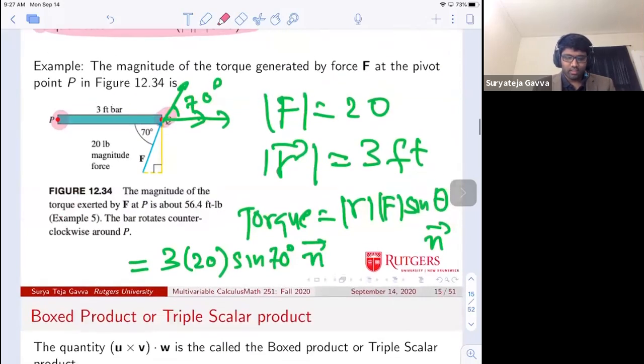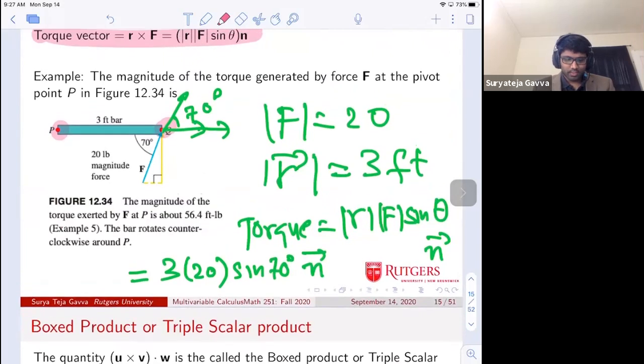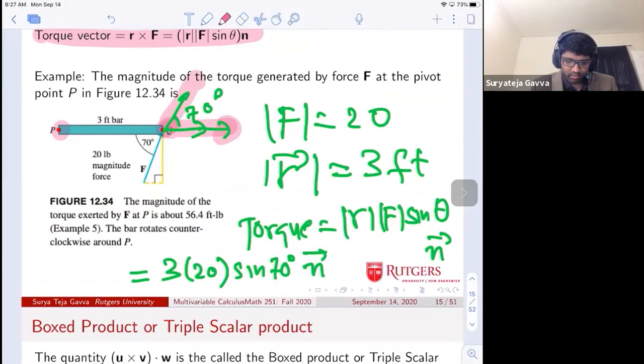Wait, sine 250? What is sine 250? The angle between the vectors is 70. You have two vectors, and you can see that the angle here is 70. So just map it out. This is r, this is f. So the angle between them is 70. This angle and this angle are the same.